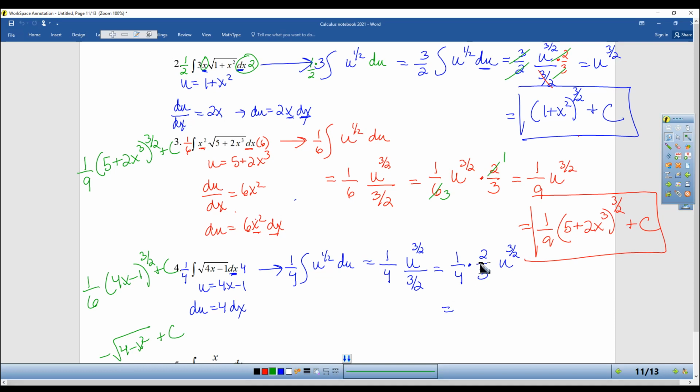The 4 and the 2 cancel to 1/2. Although if you did 2/12 and then reduced, that would also work. But it is going to reduce to 1/6 u to the 3/2. And my final answer is 1/6 (4x minus 1), because I have to put the u back, to the 3/2 plus c.